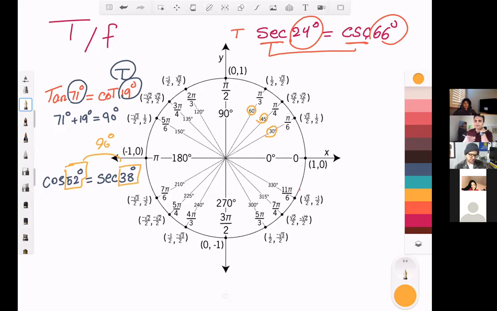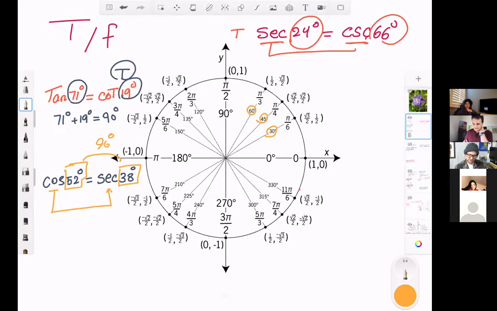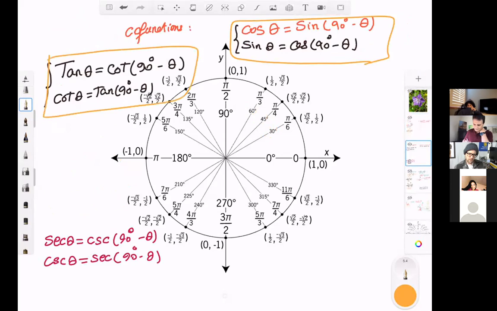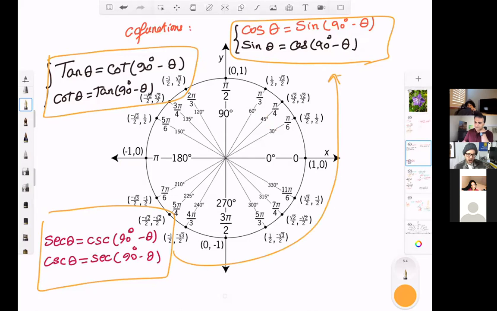So there are some properties we just learned. Another question is: cosine and secant, are they co-functions? No. This is not true because they are not co-functions. Cosine is with sine, correct? The co-functions are sine and cosine, tangent and cotangent, secant and cosecant. We cannot mix them. That's not allowed. Good.